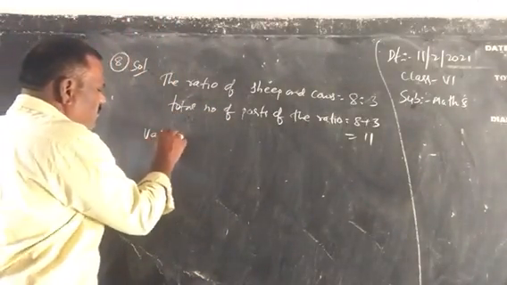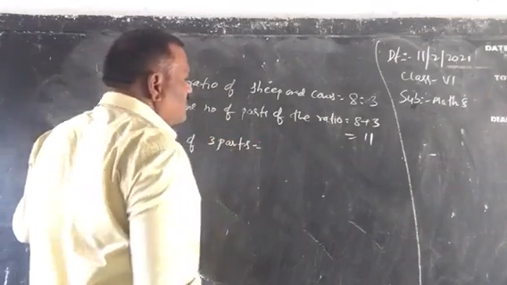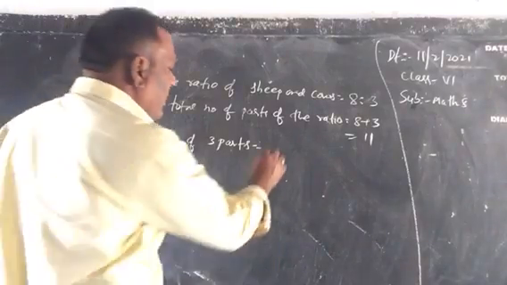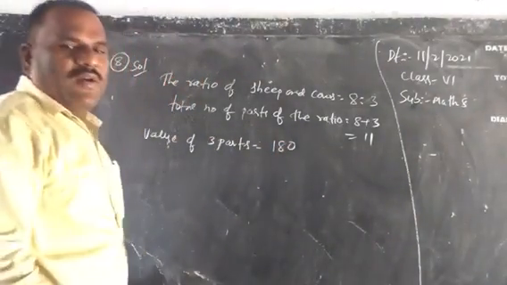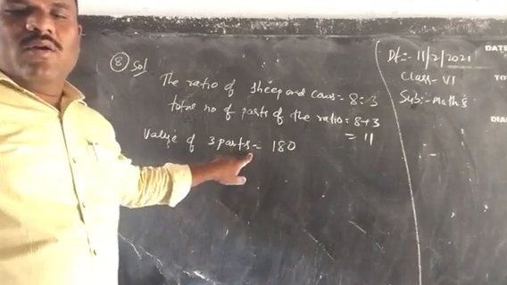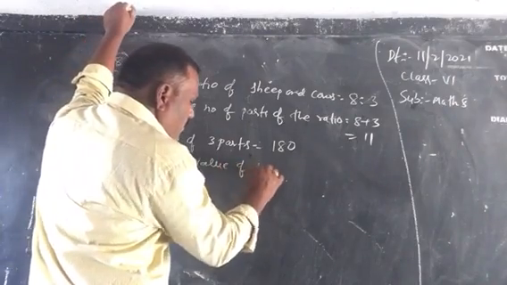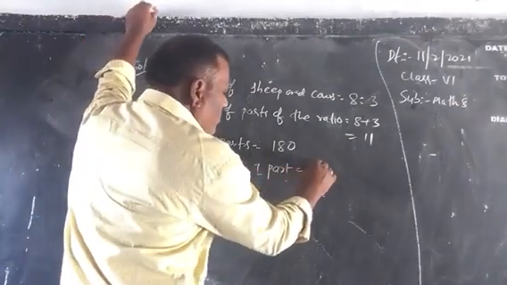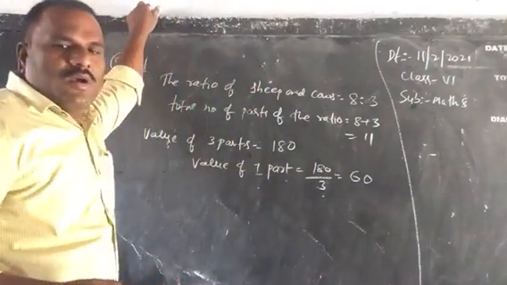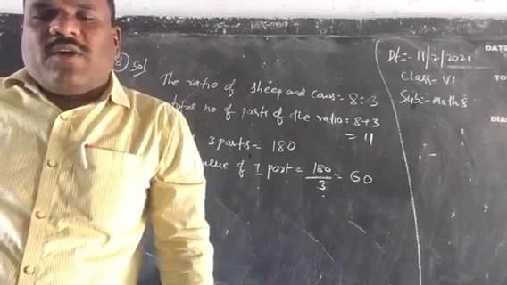Value of 3 parts, children, is what? Cows. Value of 3 parts equal to 180, children. Now value of 1 part equal to 180 by 3 equal to 60, children.